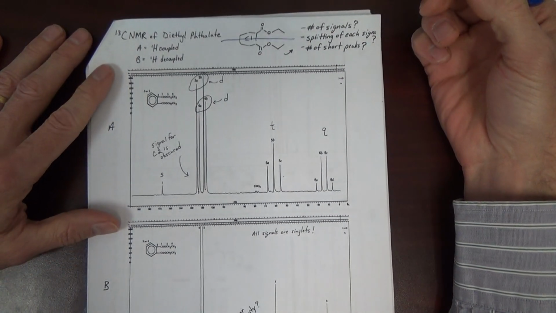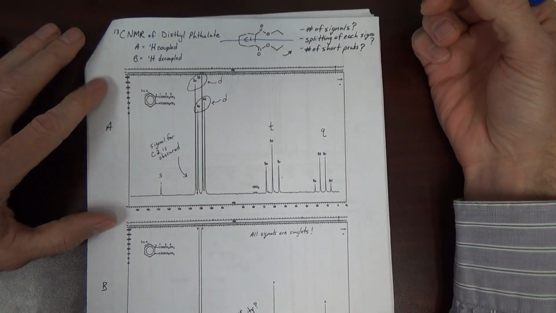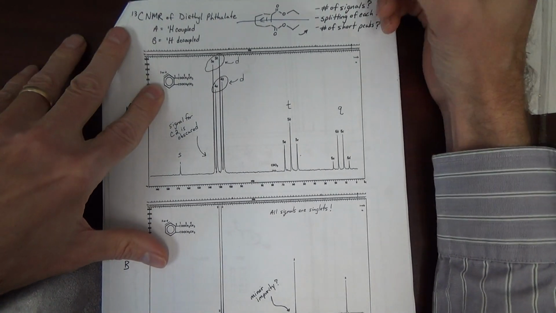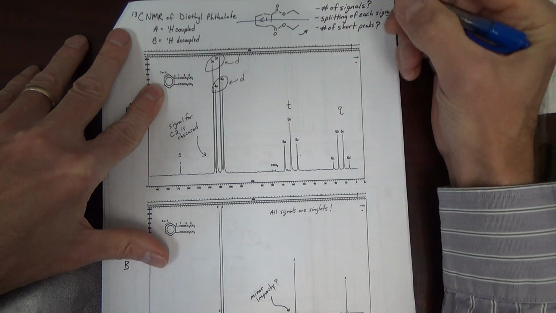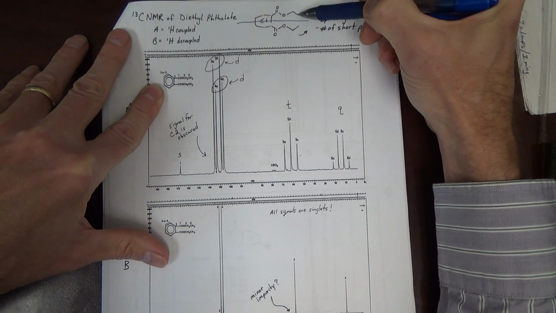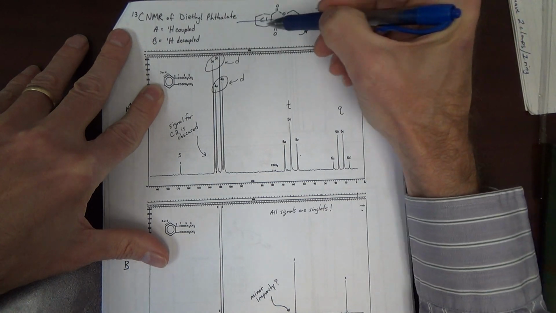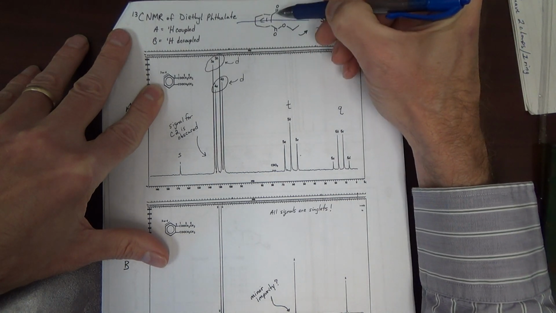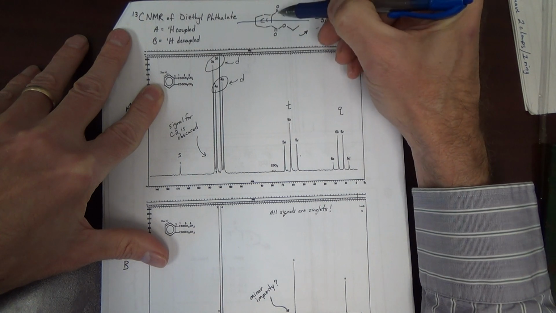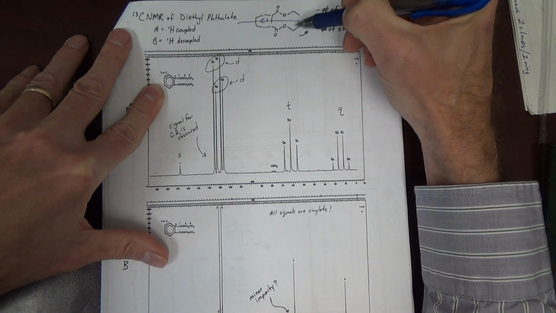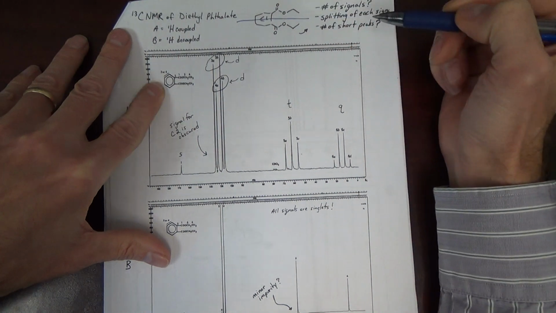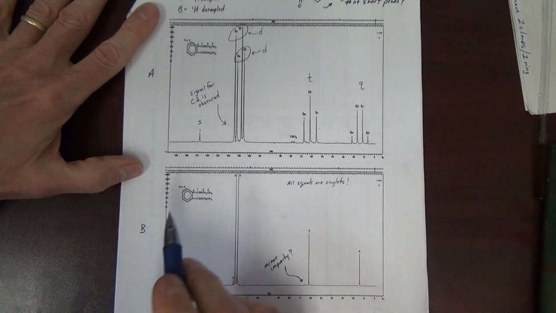All right. Ultimately, the answer is sort of shown here. Number of signals, 1, 2, 3, 4, 5, 6. And that's the same as that, and all through here. That carbonyl carbon is the same as that. That's going to give one signal. Okay? That's one signal. That's one signal. Hopefully you get the idea here. 6 signals.